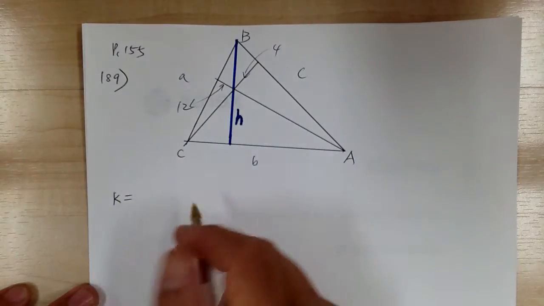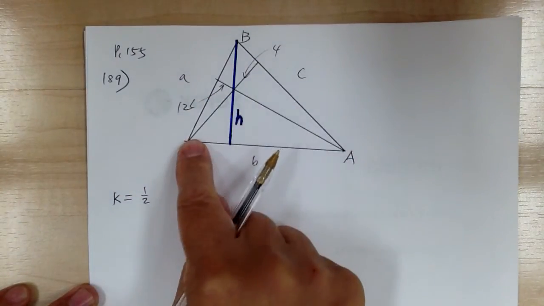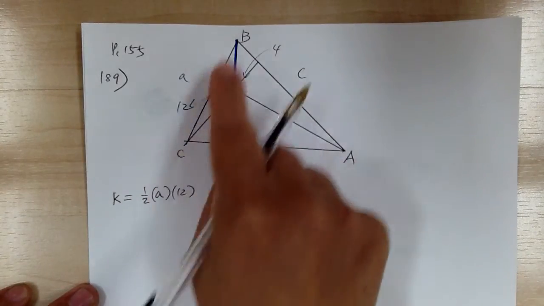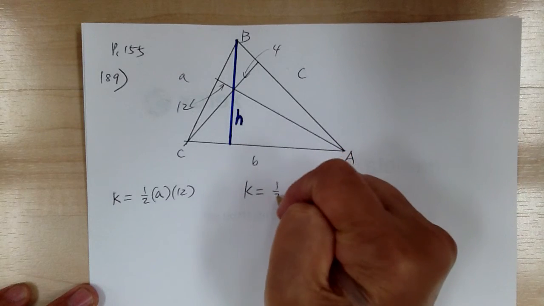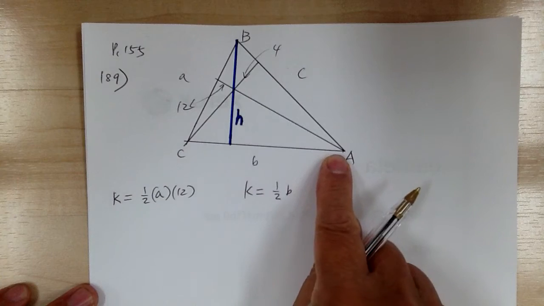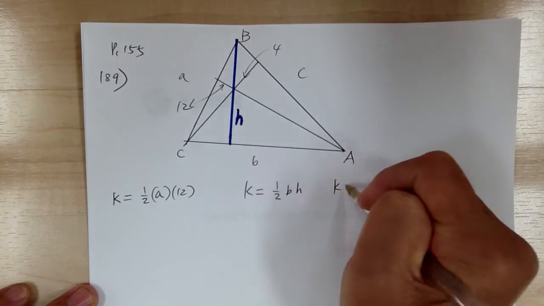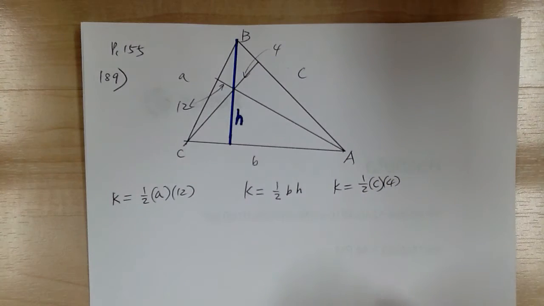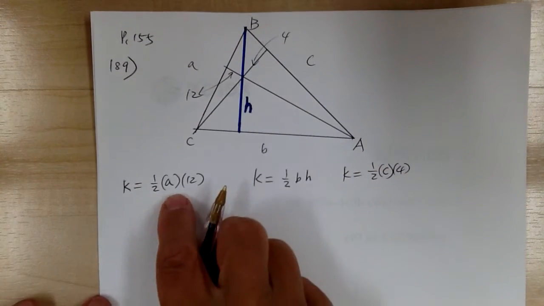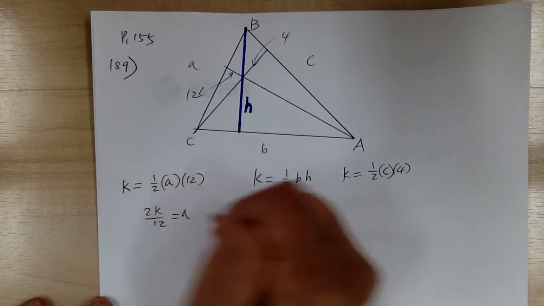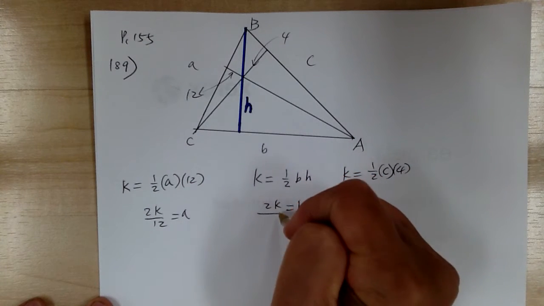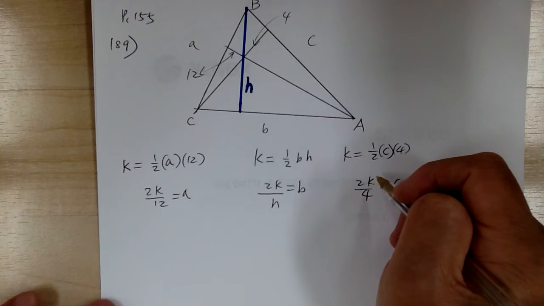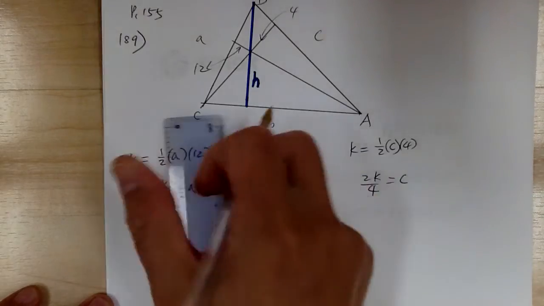So K, the area, equals 1/2. I'm going to use this side as a base, so 1/2 base times the height. The other way would be 1/2 base times the height, and also equal to 1/2 the base times the height. So I'm going to solve for A. A will equal 2k over 12. Or if you solve for B, it would be equal to 2k over h. Over here, this C will equal 2k over 4. And so again, you have 3 cases you have to consider.